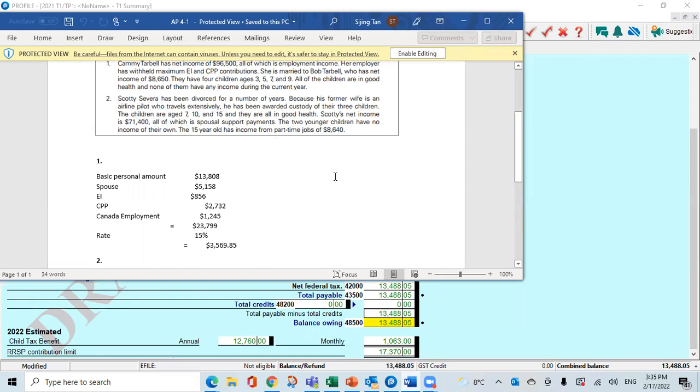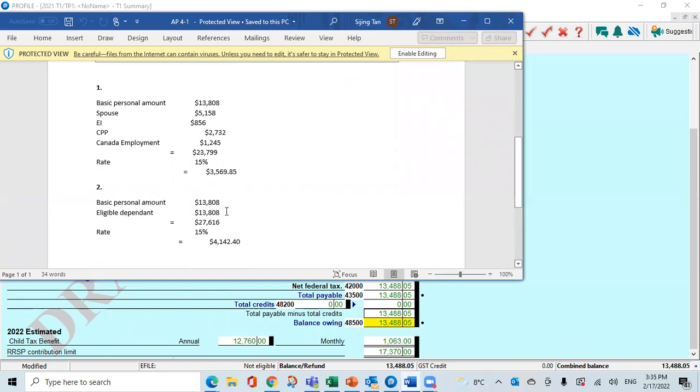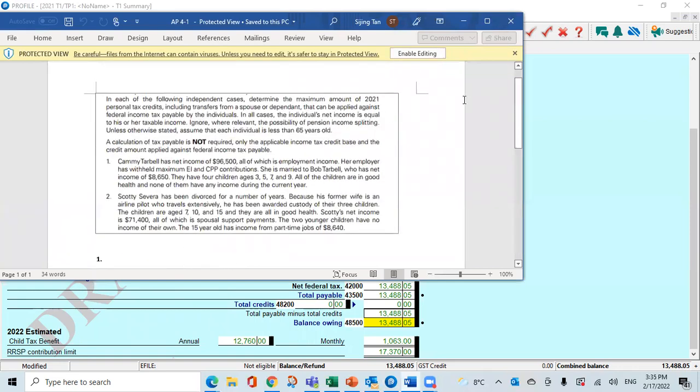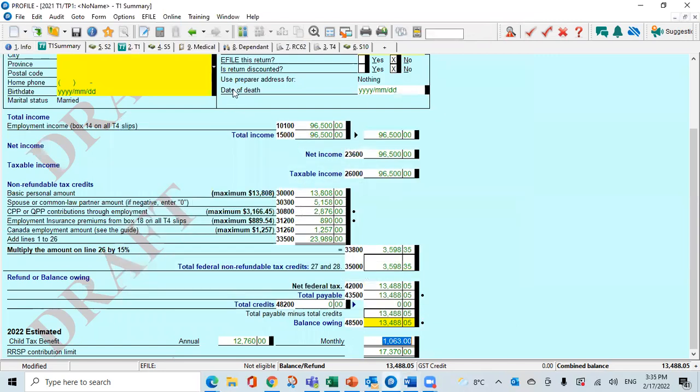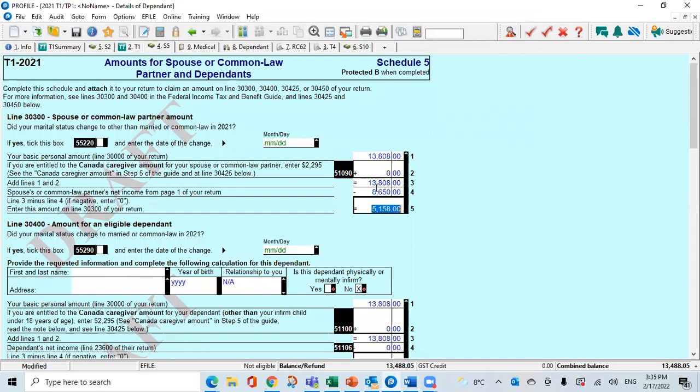Then you can claim your basic personal amount for Scotty. And then you are also eligible to claim the eligible dependent because it's a single parent, but be careful that you're only going to claim one kid. So you're only going to claim one eligible dependent. If you're still concerned about the parental or dependent transfer amount or credit, you could go to Schedule 5. This talks about it in great detail.